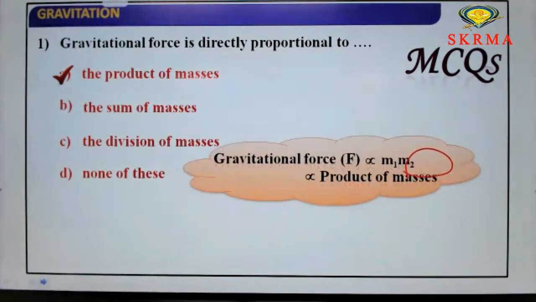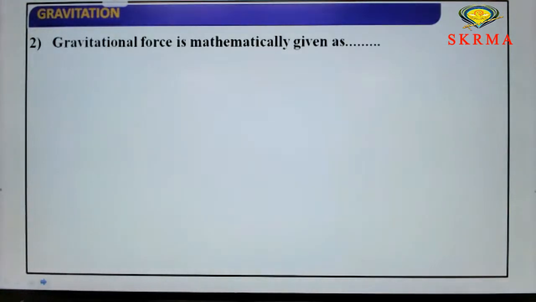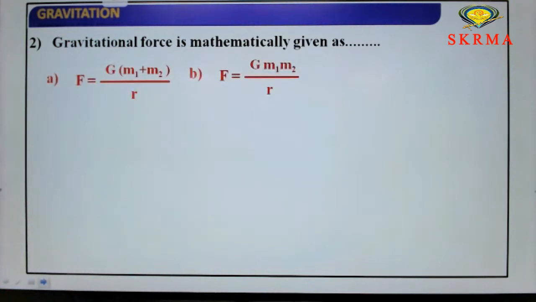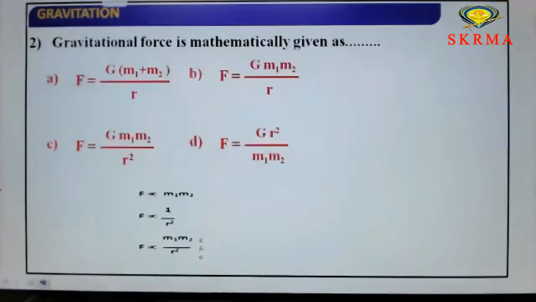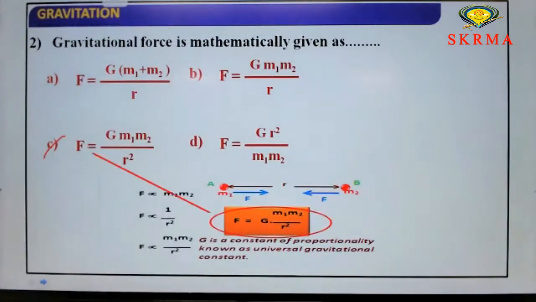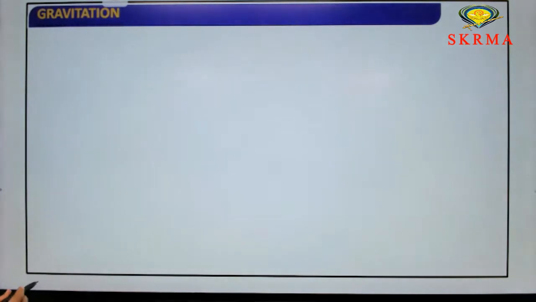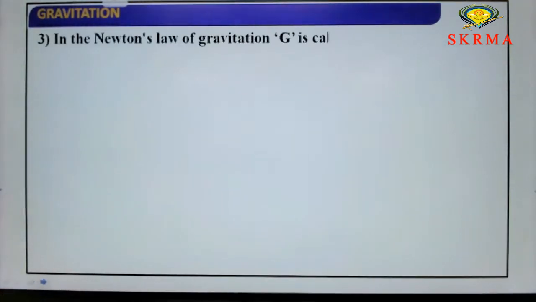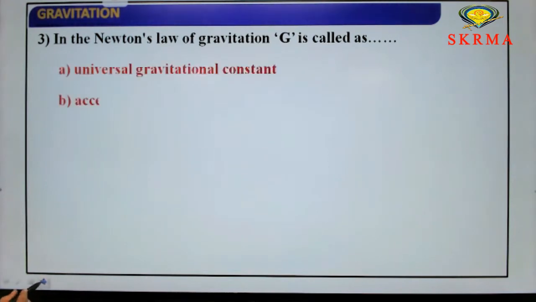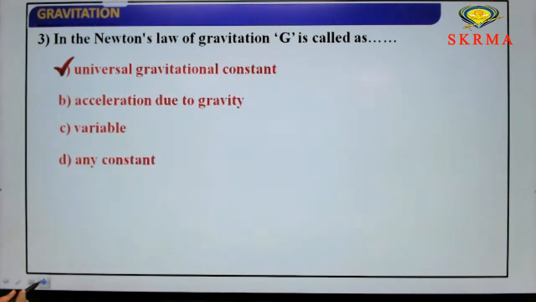Let us come to the next concept. The gravitational force is mathematically given as this. They asked about the gravitational force equation. What is the equation? F equals G M1 M2 by R square. Option C is correct. The next one: in Newton's law of gravitation, G is called the universal gravitation constant. That's why the correct option is option A.